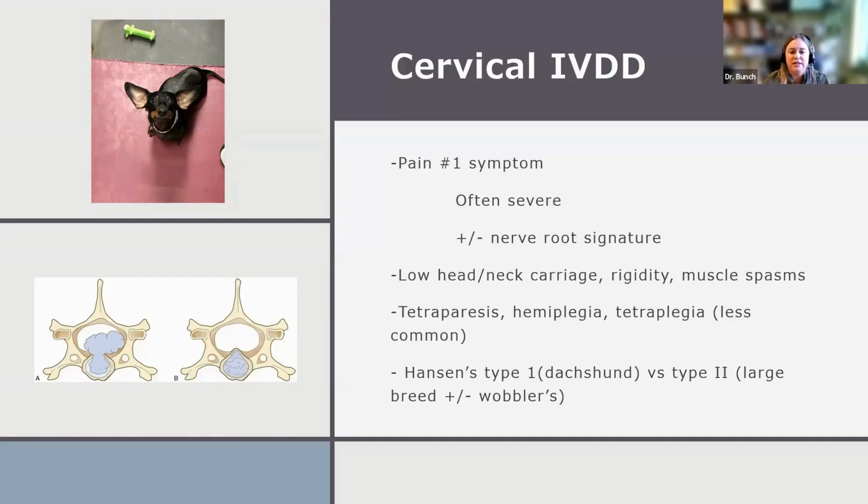And then, of course, you have your Hansen's type 1 discs, where you have an extrusion, and that's what we think of when we think of our dachshunds. And then we have our type 2, which is our large breeds, which can include our wobblers, and those are going to be more of our protrusion, right? So we have that demonstrated here in our slide, with A being extrusion and B being protrusion.